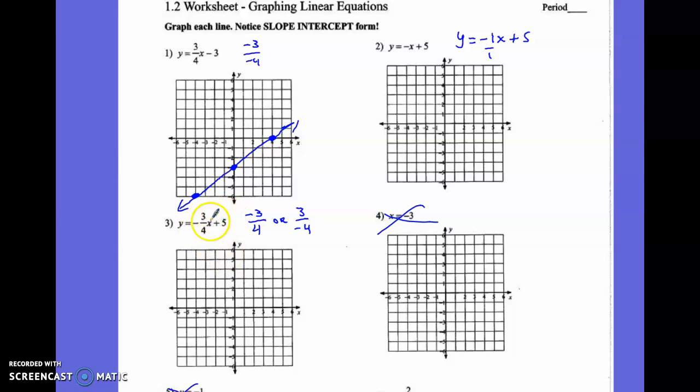So over here, start at +5, then either go down 3 to the right 4, or up 3 to the left 4, put your other dot, and go ahead and plot those. I'll leave a key so we can check them during class to make sure you're getting them right. Go ahead and do that, work on that, pause this, and then when you're done, you're going to go to the next page.